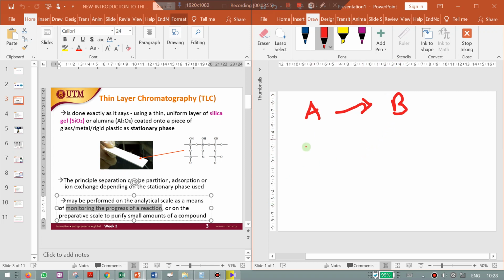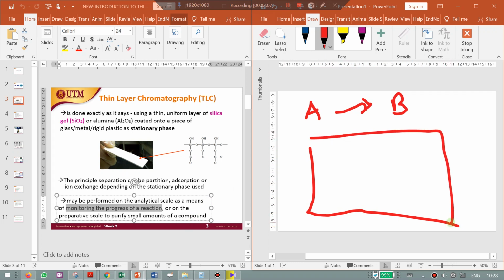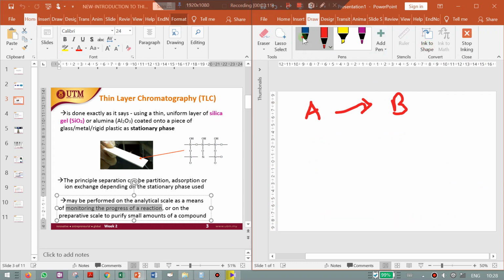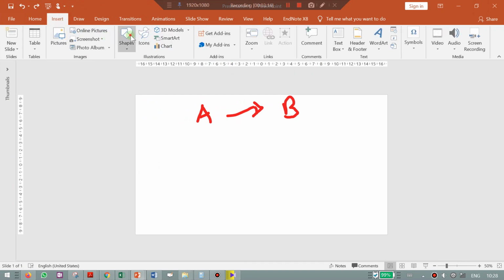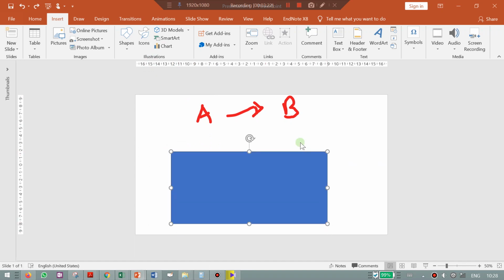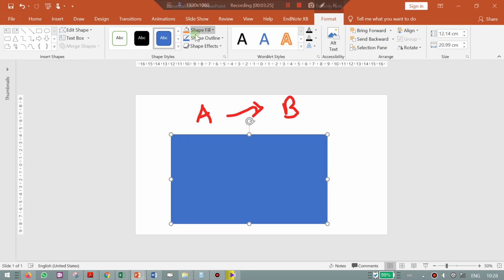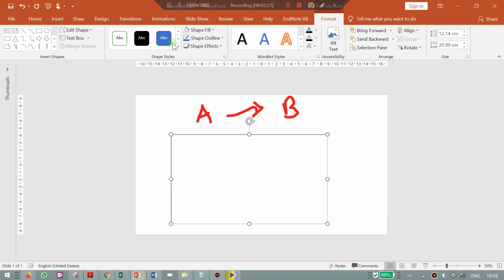For the TLC, I'm repeating again, it's like a piece of paper, I'm sorry, it's not really rectangular. Can I have a shape over here? Oh no, I cannot have a shape. Okay, let's say here is your TLC plate.